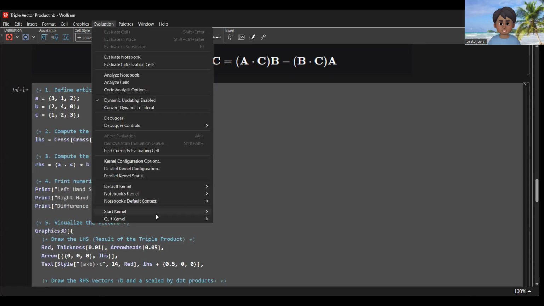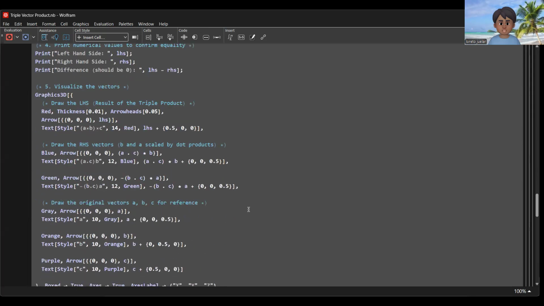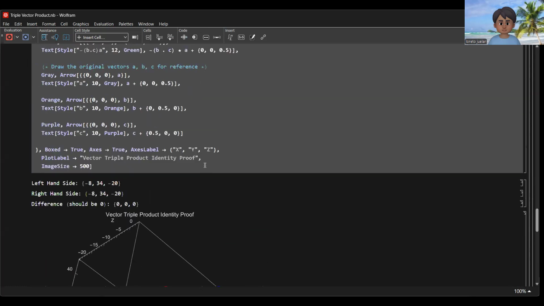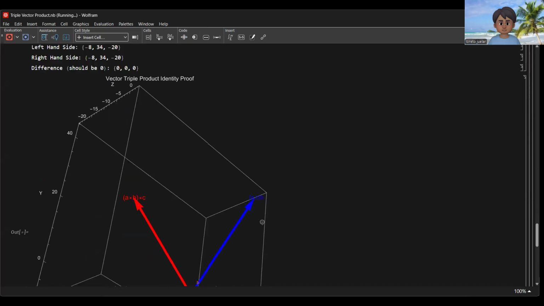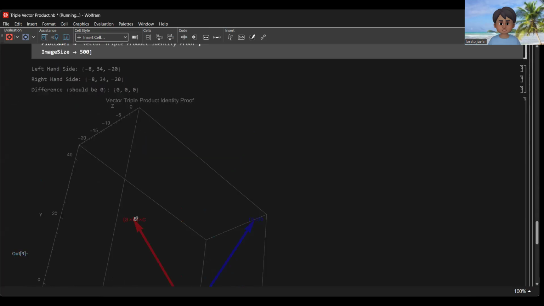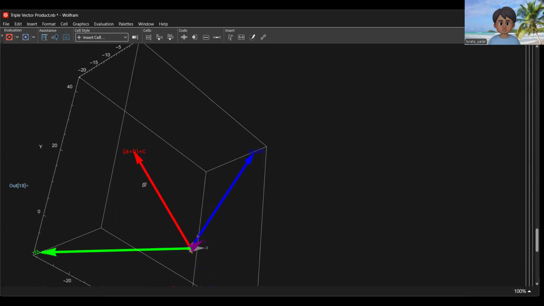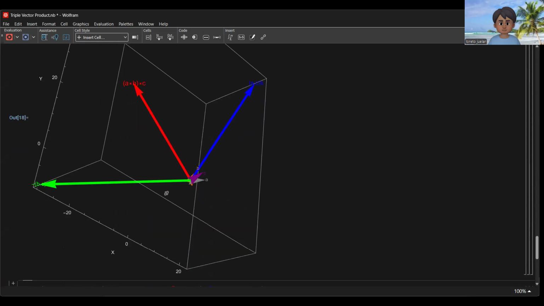Okay, so we have the Mathematica code here. For example, here is the cross product of A and B, and then here the cross product with C. This is the resulting vector.